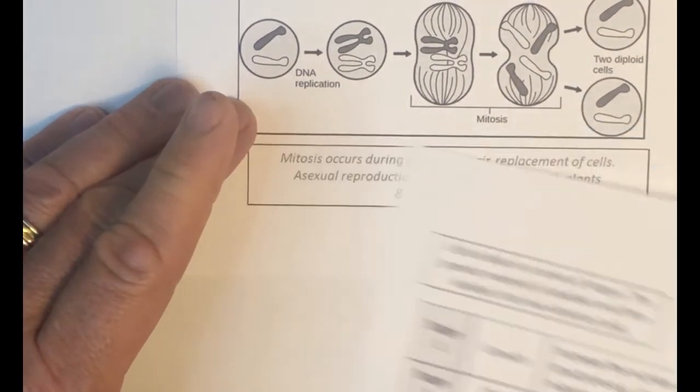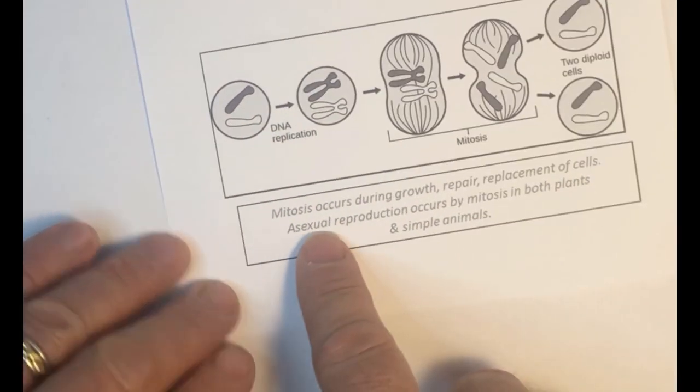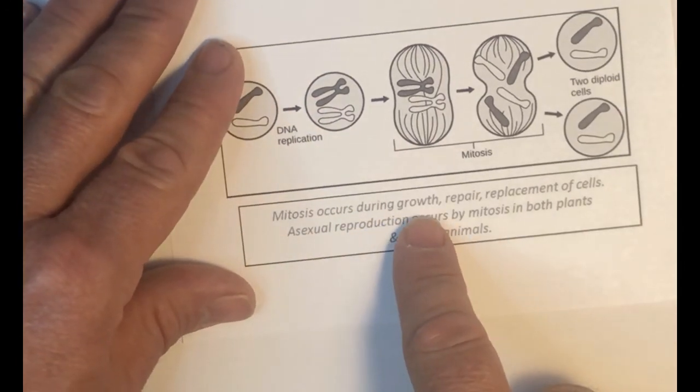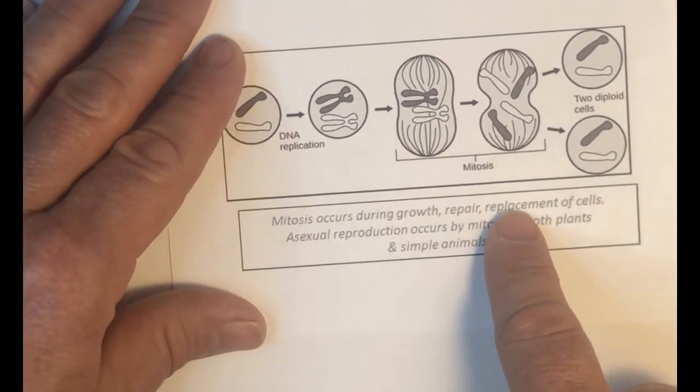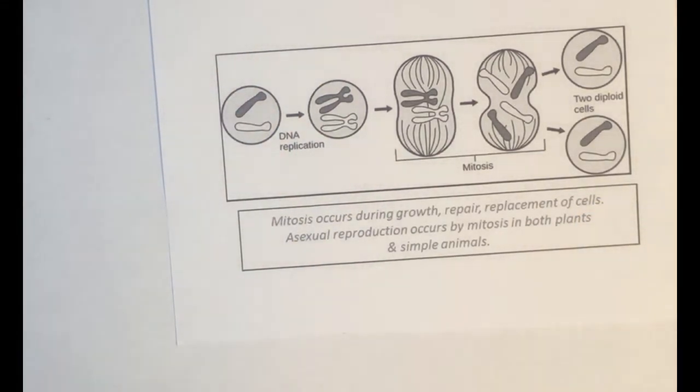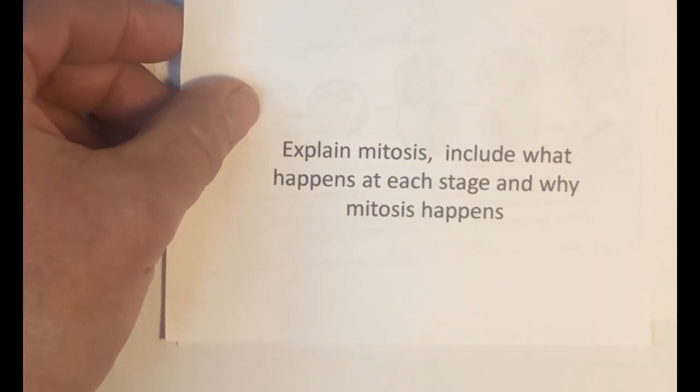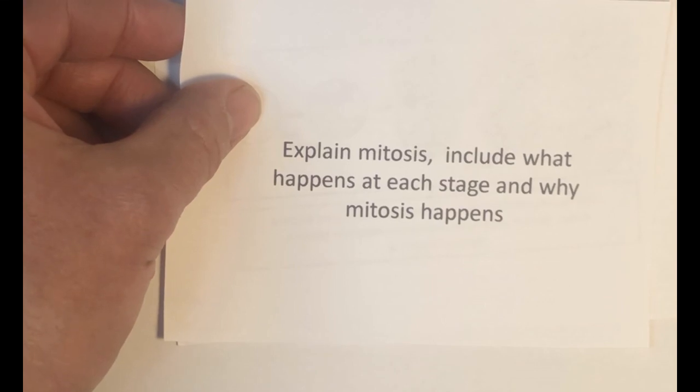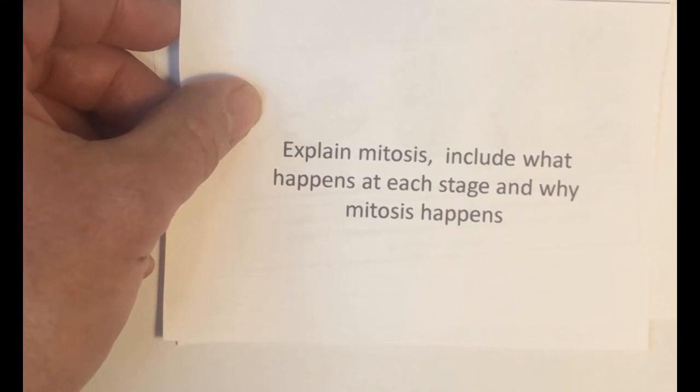Why does it happen? This happens because of the need for growth, repair and replacement of cells. Okay, that is then the question: explain mitosis and include what happens at each stage and why mitosis happens.